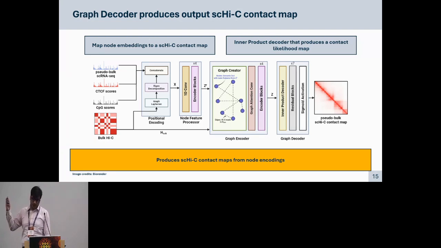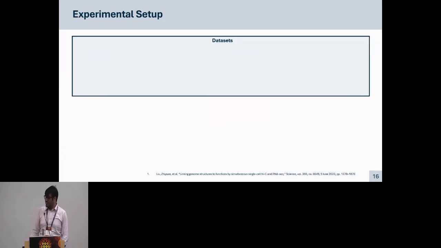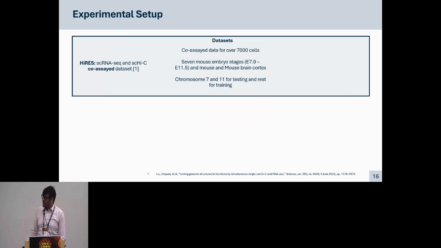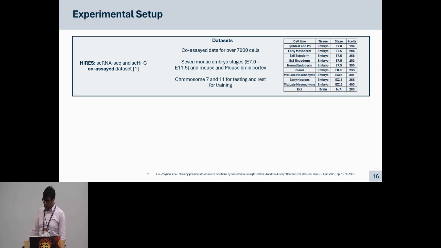Now that I have all of that out of the way, how do we test and train that model? We use the HiRES data set, which is a single-cell RNA-seq and single-cell Hi-C co-assay data set. This data set has over 7,000 cells that are divided across 7 mouse embryo stages and has 1 mouse brain cortex sample. We use chromosomes 7 and 11 for testing our model, and we use the rest for training our model. After pseudo bulking and filtering out all the cell types that had less than 190 cells, we were left with around 10 unique cell types.